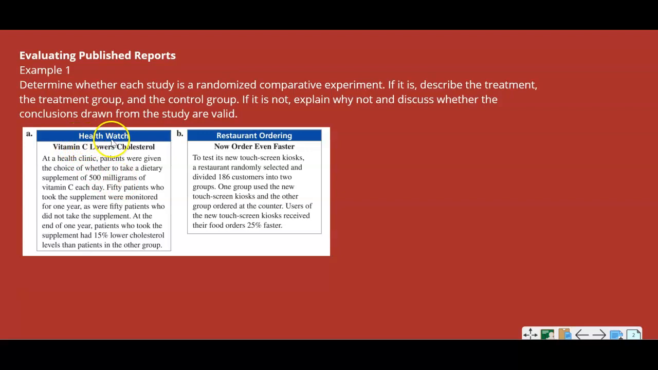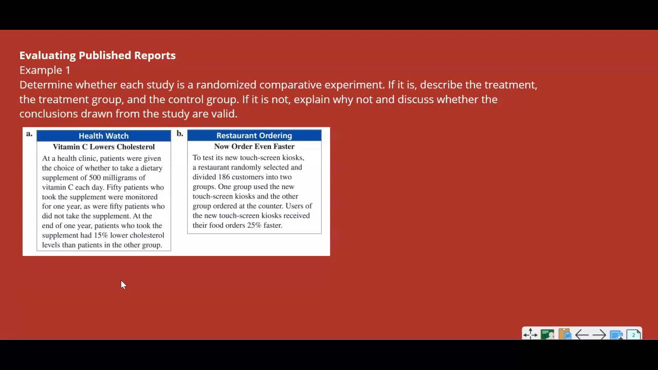This says under Health Watch, it says vitamin C lowers cholesterol. At a health clinic, patients were given the choice of whether to take a dietary supplement of 500 milligrams of vitamin C each day. 50 patients who took the supplement were monitored for 1 year, as were 50 patients who did not take the supplement. At the end of 1 year, patients who took the supplement had a 15% lower cholesterol level than patients in the other group. All right, so we're supposed to determine what kind of study this is.